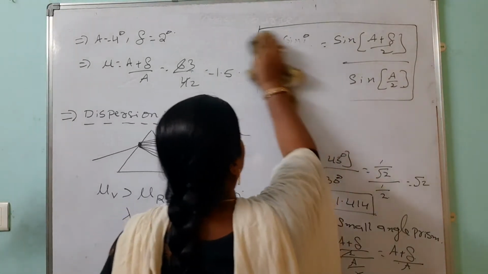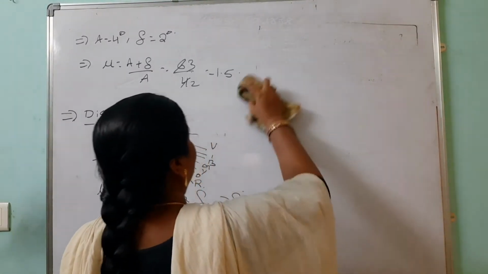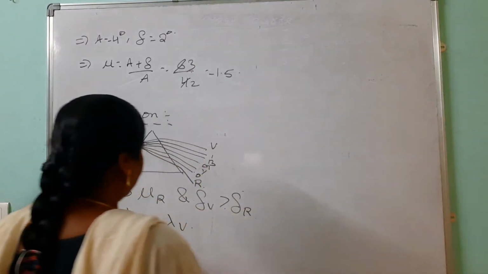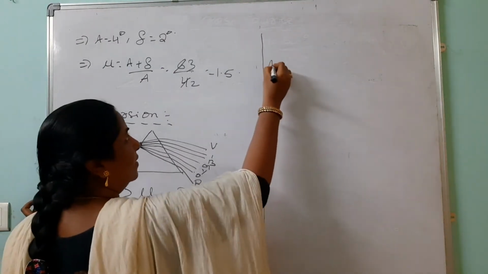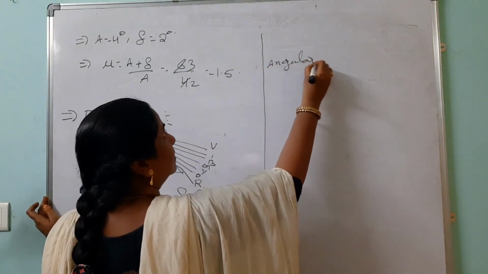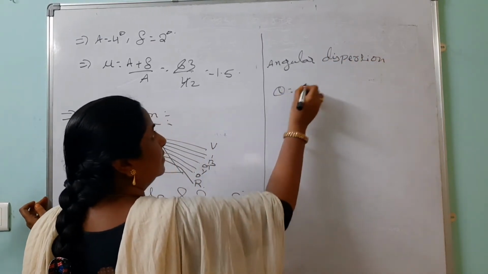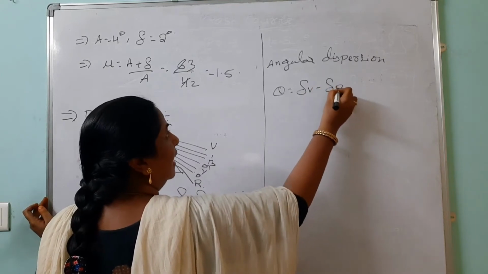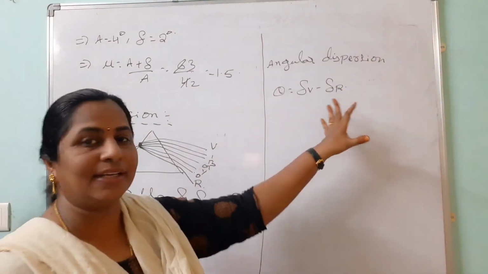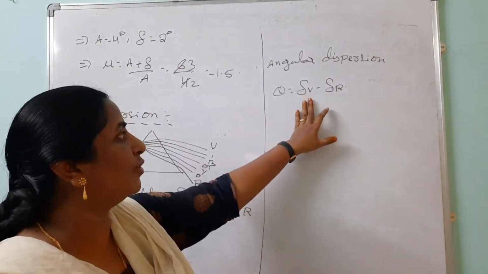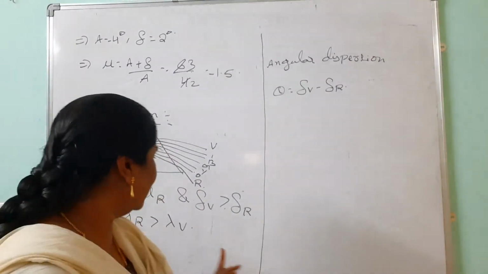What is the angular dispersion? We take any two colors and find the difference, and we can take the border colors also, to find out the angular dispersion. Look here, angular dispersion, theta equals delta V minus delta R. When you know the deviations directly, we can find it like this. Suppose this is 4 degrees and this is 2 degrees. We can say 4 minus 2, 2 degrees. I am just giving an example here.